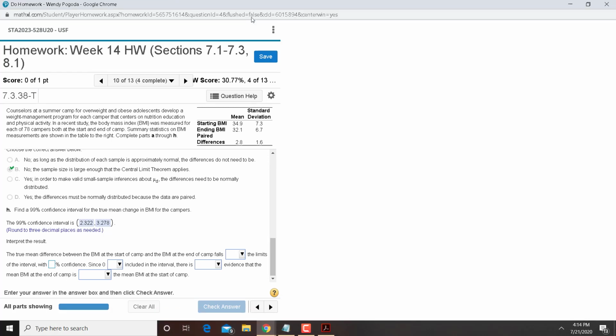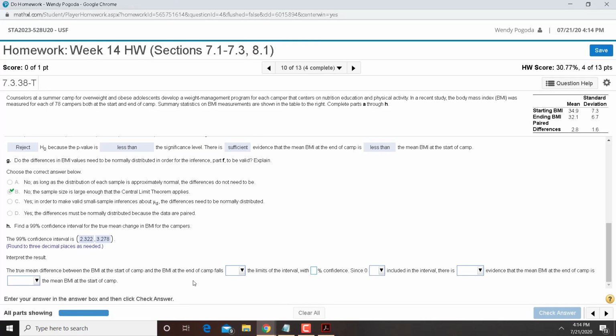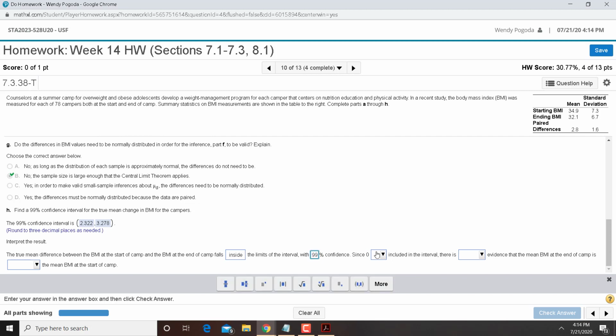And then interpreting that, we get the mean difference between the BMI at the start of camp and at the end of camp falls, well, remember with a confidence interval, we're saying that the mean should be inside the interval. That's always the case. And it's with 99% confidence because we did a 99% confidence interval. Since 0 is not inside that interval, both of these numbers are positive. That's the same thing as our hypothesis test conclusion. Remember we're doing the mean before minus the mean after, and we're saying that's positive. So that means the before is bigger than the after, which means the after must be less than the before. A little confusing, but I think we got it.